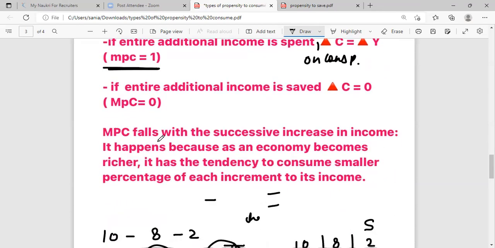Yes, ma'am. Next, MPC falls with a successive increase in income. It happens because as an economy becomes richer, it has a tendency to consume less. As you know, with an increase in income, your consumption also increases. But here I'm talking about additional consumption. For example, when we have an excess of anything, we don't want to eat more. So MPC falls with a successive increase in income, and it goes on falling. Clear?